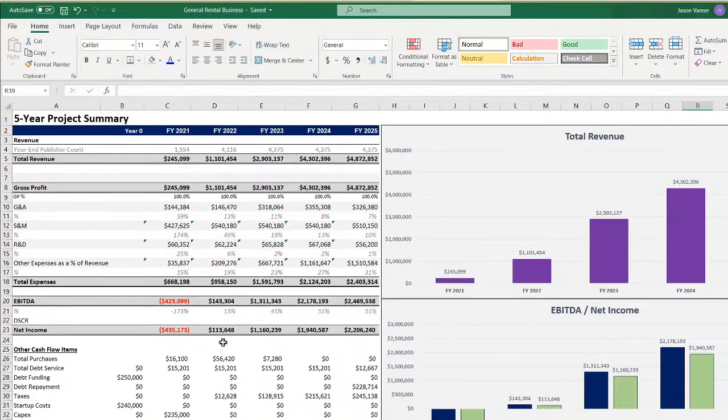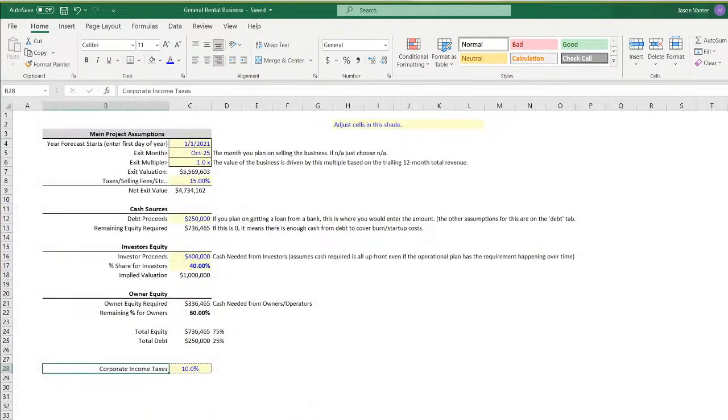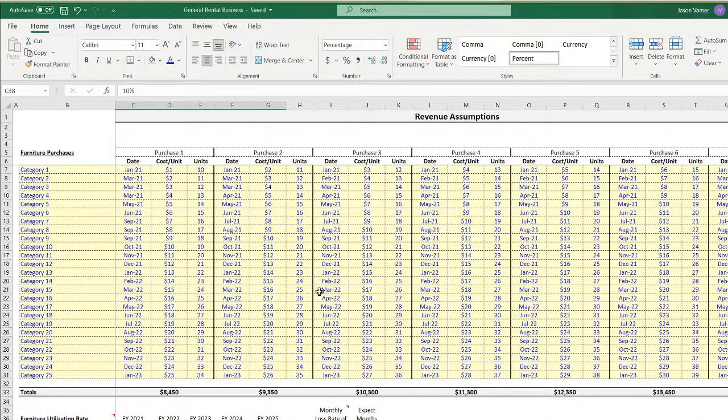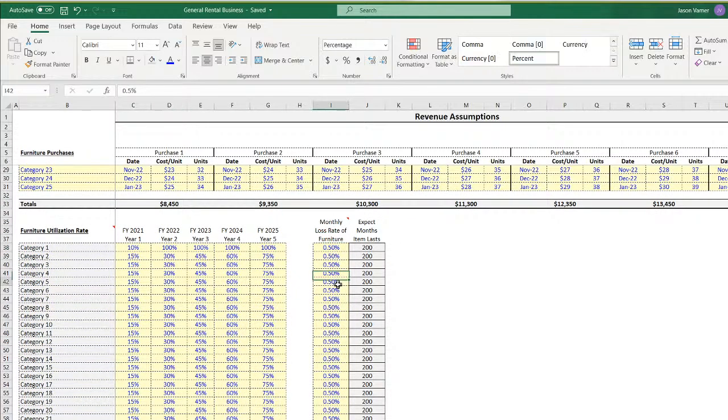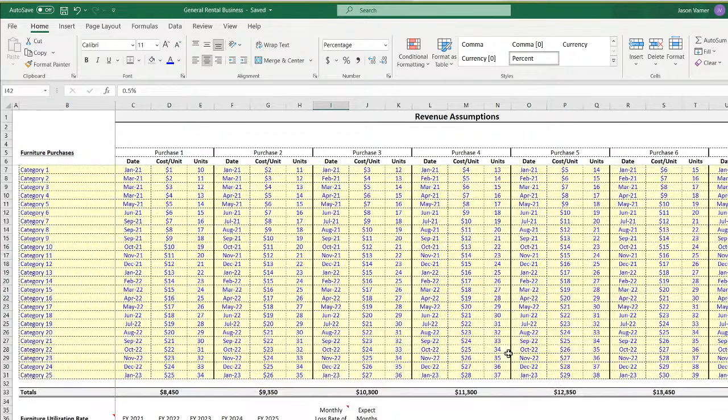I'm really happy with the whole model. It's great. These revenue assumptions for the rental business side of it are super granular and sophisticated. I feel like we've made some big improvements here for the general rental business financial model.